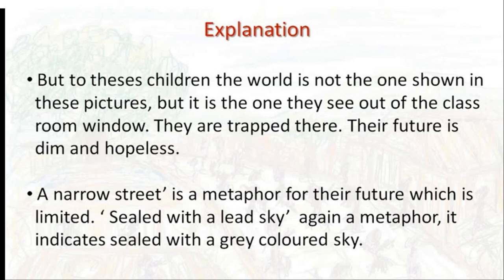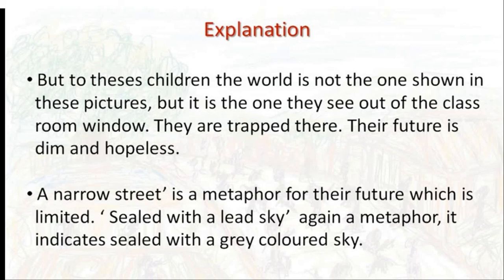Their future is not like the future of the other children who experience a blue, clear sky in their lives, meaning who experience hope for improvement. Their sky, the sky of the slum children, is a dark, dull sky. In other words, you can also say the future is compared to a narrow street, which means that there is no scope available for the growth of their future.